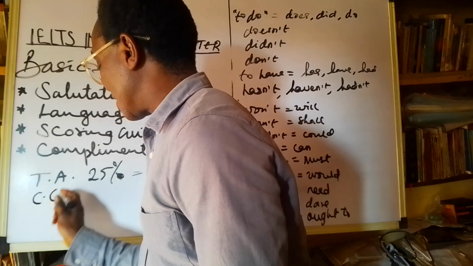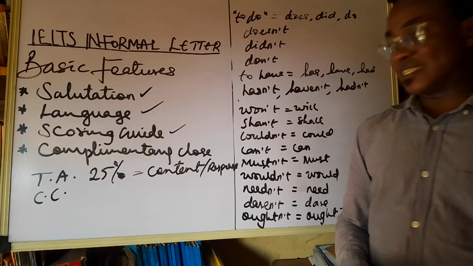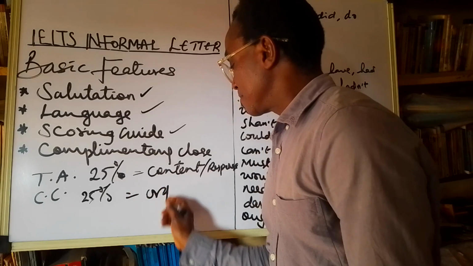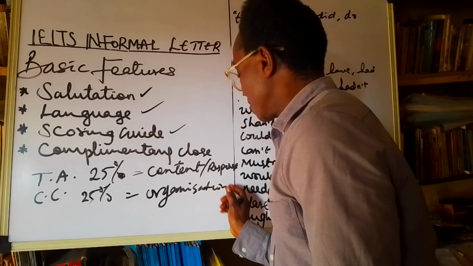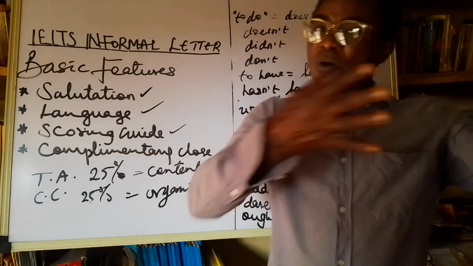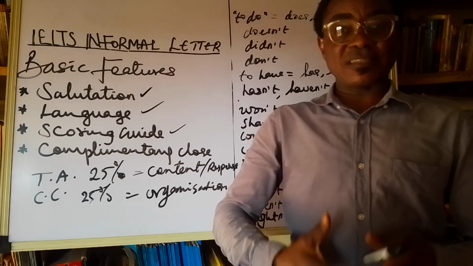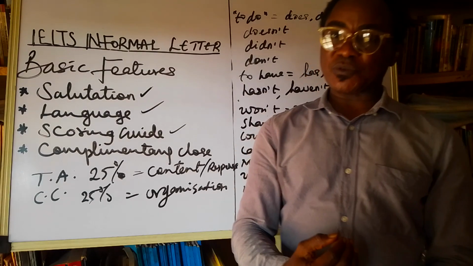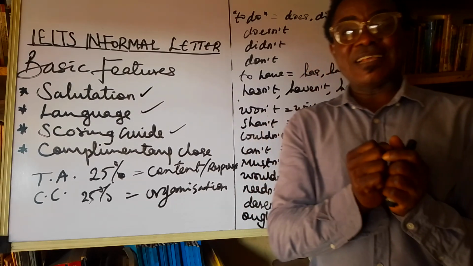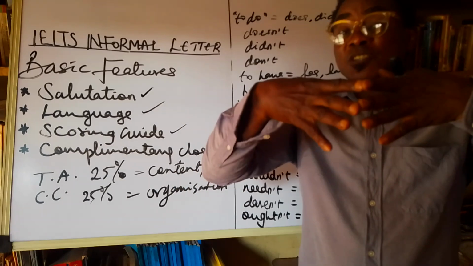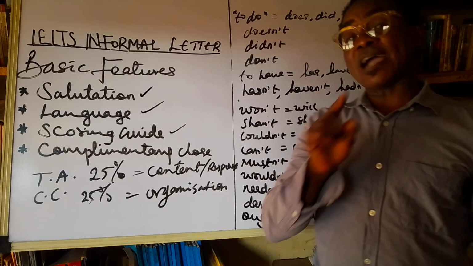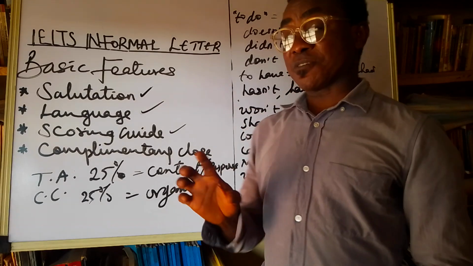And then there is the CC. It's called coherence and cohesion. 25%. It's got to do with organization. Under coherence and cohesion, the examiner wants to find out how organized are your points, the ideas you've developed. How do you move from one paragraph to the other? Does each of your paragraphs discuss a theme, an idea? It is called the topic sentence. Does your paragraph contain a topic sentence around which you build the details of the idea it introduces? So that is an aspect of organization.